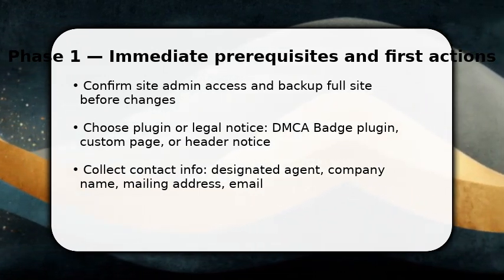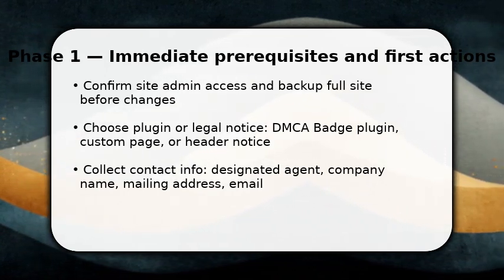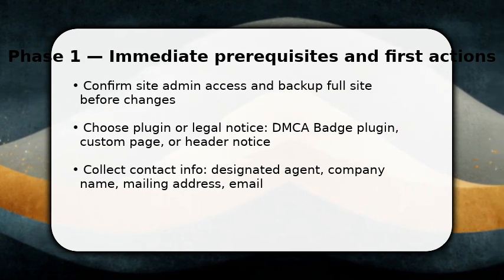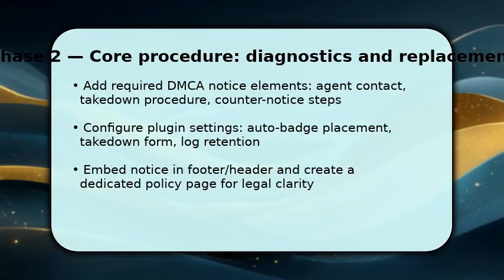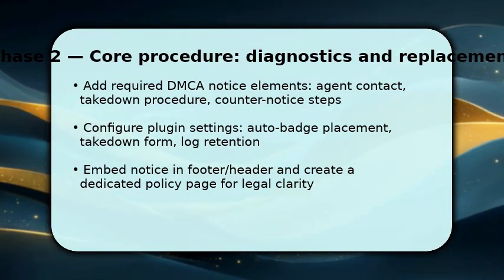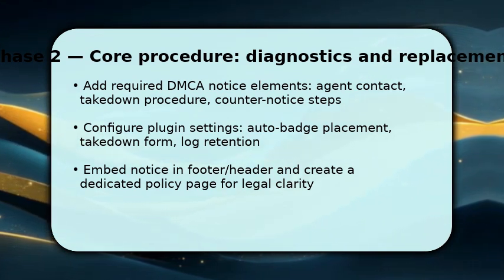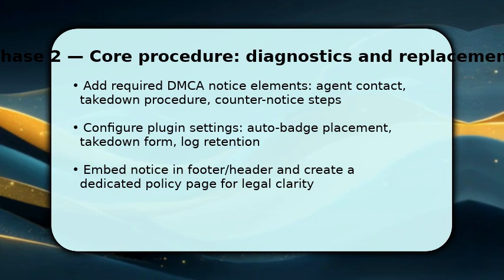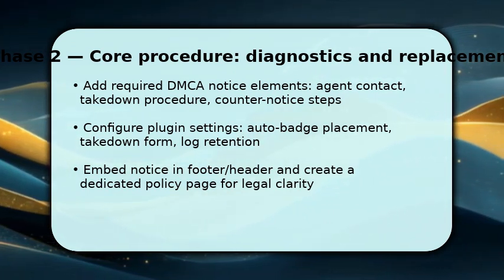Once done, install the chosen plugin or create a new WordPress page and draft the basic DMCA notice text to paste into the plugin or page editor. Now you configure the core content and behavior. Open the plugin settings or edit the page, then paste the full DMCA notice, including agent contact and clear takedown and counter notice instructions. Explain who can file and how evidence should be provided.